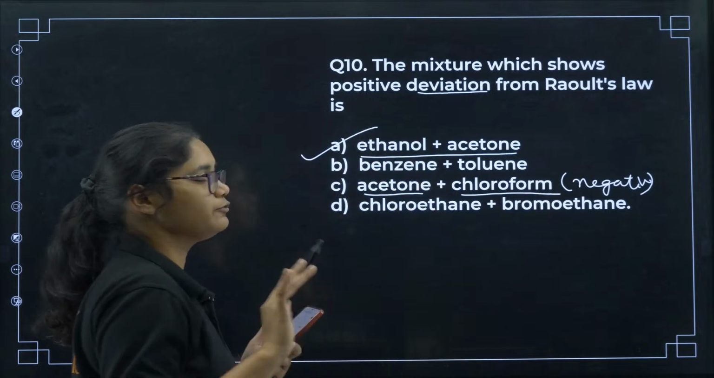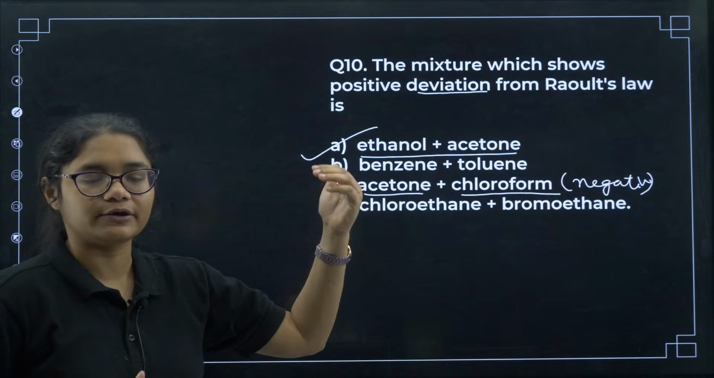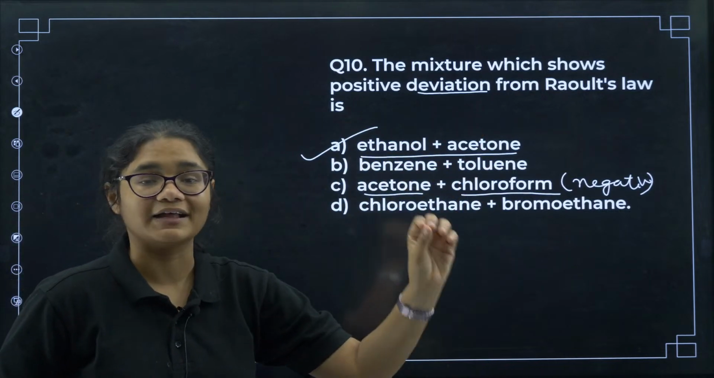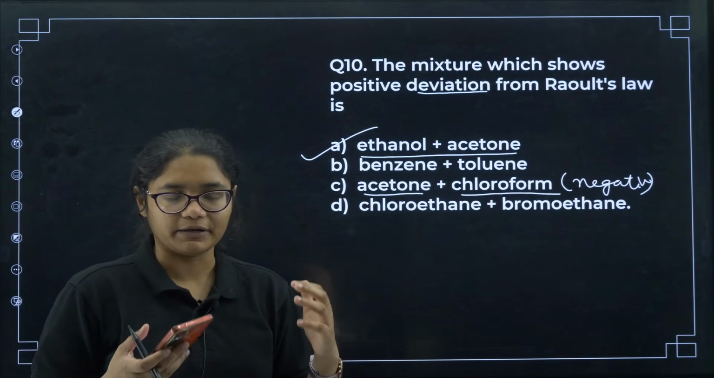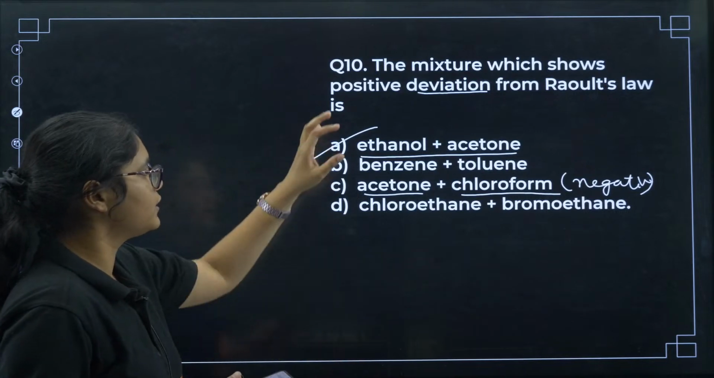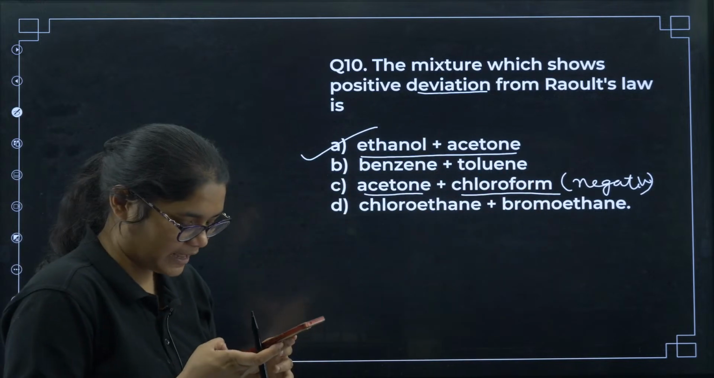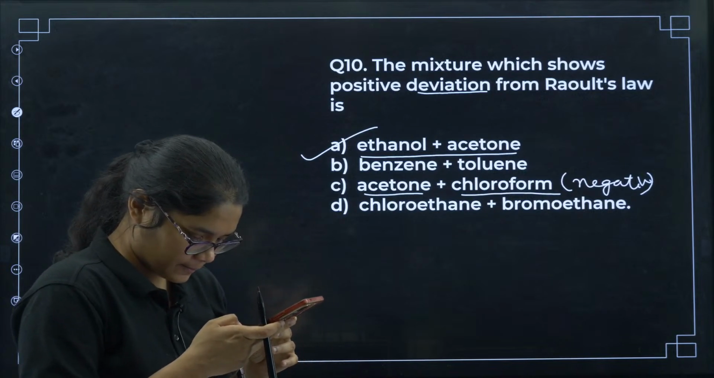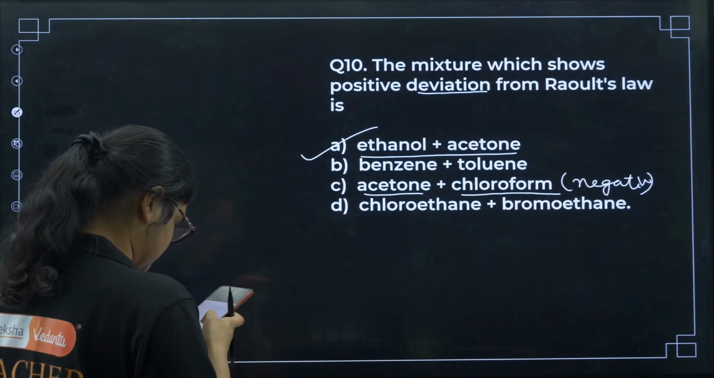Ethanol and acetone will give you positive deviation, because ethanol has very strong hydrogen bonding, but once acetone comes in between, the hydrogen bonding is disturbed, right? So the bonding between them is interrupted, and that is why positive deviation happens. Students, these examples are very, very important, so please remember the examples.